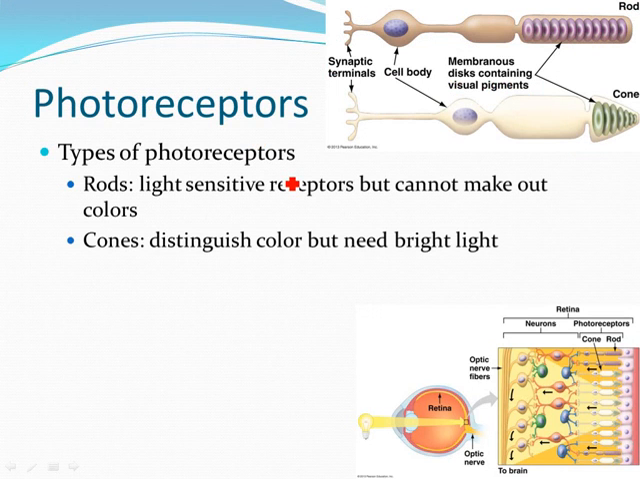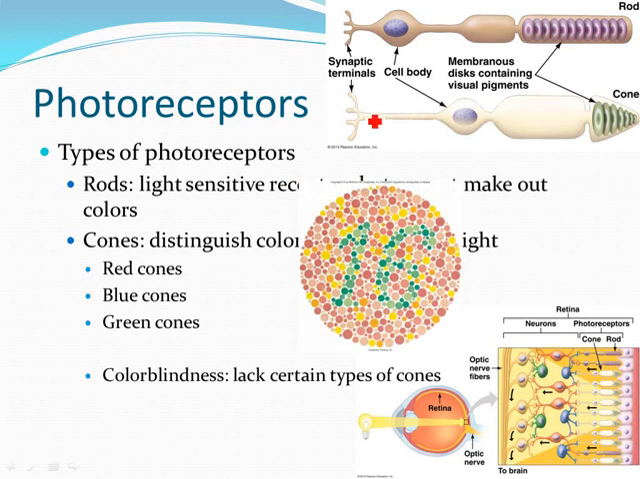You can sit down. Cones, on the other hand, make it very easy to distinguish color, but they don't function well with low amounts of light. So our rods help us have that night vision, while our cones just help us with color during greater amounts of light. There are different types of cones: red cones, blue cones, and green cones. And of course, each one responds to a specific type of wavelength to help us see those particular colors.